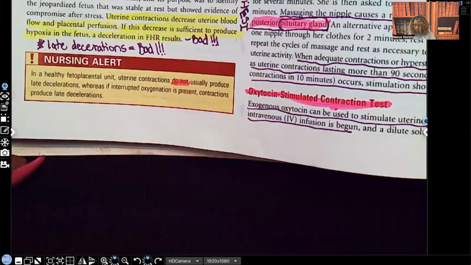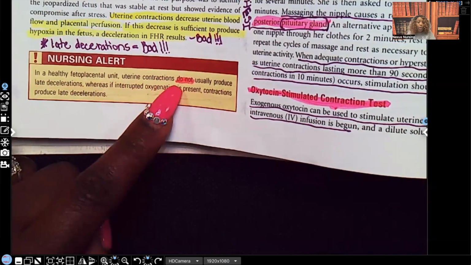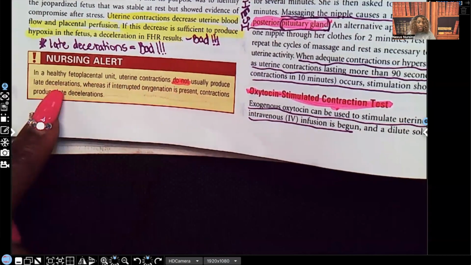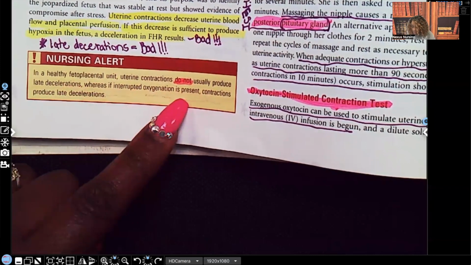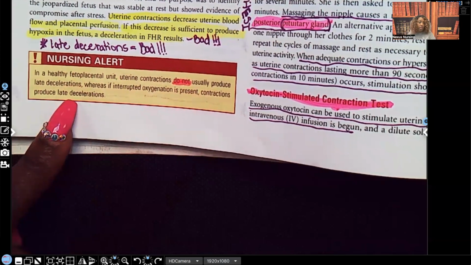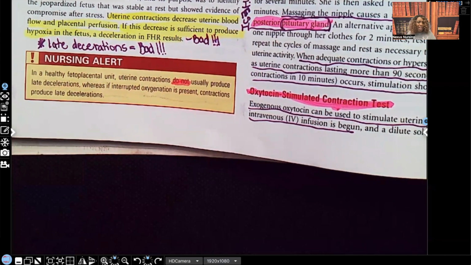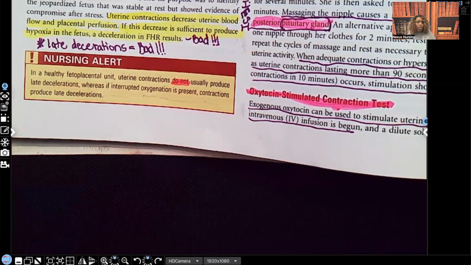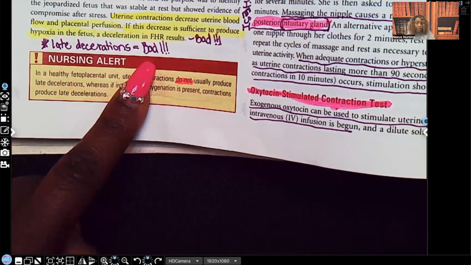Look at this nursing alert. In a healthy fetal placental unit, uterine contractions do not usually produce late decelerations. We don't want late decelerations. Whereas if interrupted oxygen is present, contractions produce late deceleration. Okay? So even with those contractions, the fetus should be able to still get enough oxygen. And how's it getting that oxygen? We're seeing that heart rate go up because it's that heart rate going up that's pushing out that oxygenated blood, right? So right here, late decelerations, bad, sad face. We do not want to see that at all. Let's keep going.